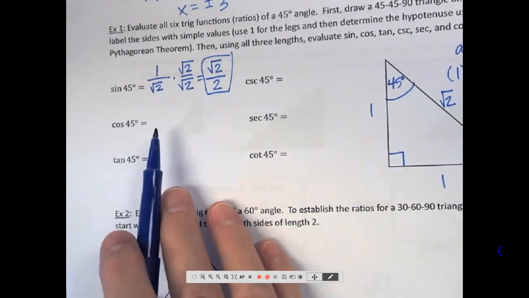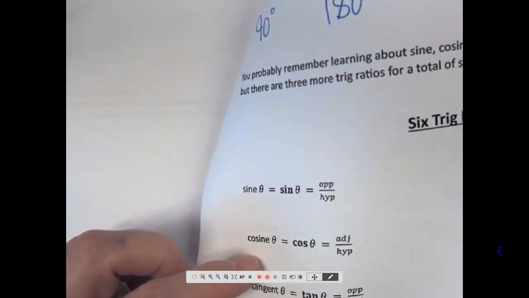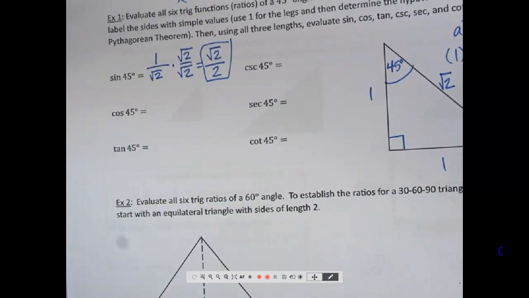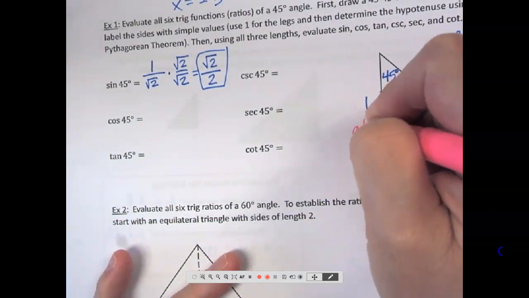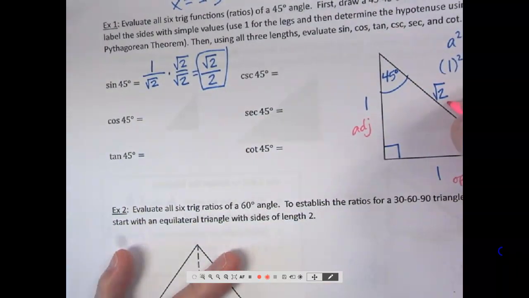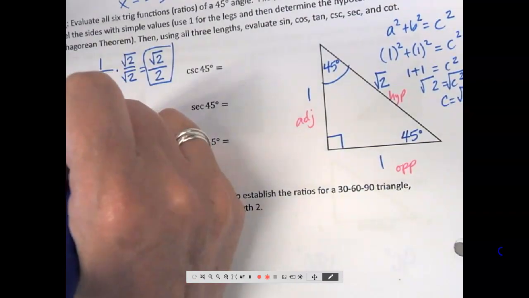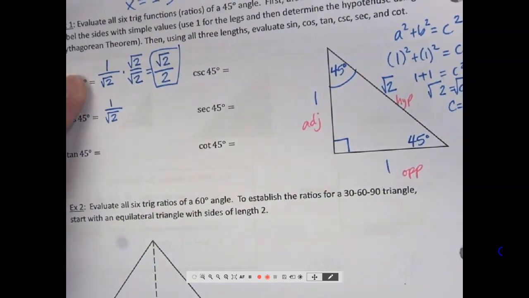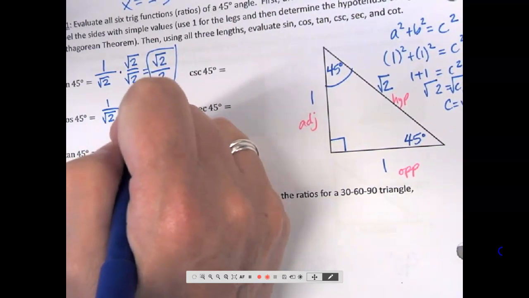Okay, let's go ahead and do cosine. Cosine, looking back at your ratios, is adjacent over hypotenuse. What side is adjacent to this 45? Right here, another one, right? So looking at this angle that I put an arc, this is opposite, this is adjacent, this is hypotenuse. Okay, so if I want the adjacent length, that's 1. Over the hypotenuse, that's square root of 2. Isn't that the same number we had here? So when I rationalize it, what am I going to get? Square root of 2 over 2.